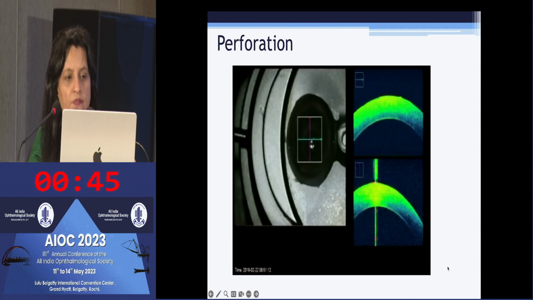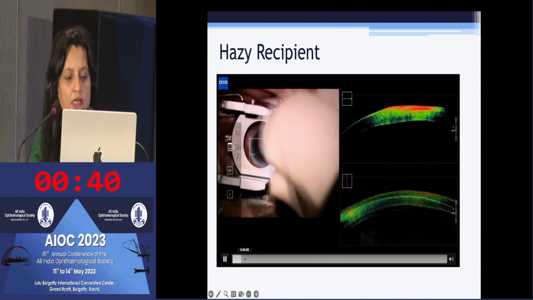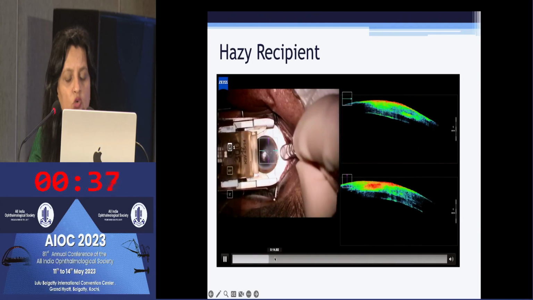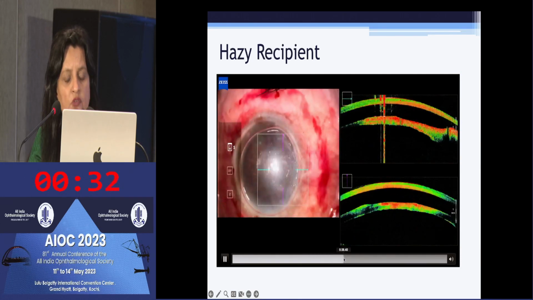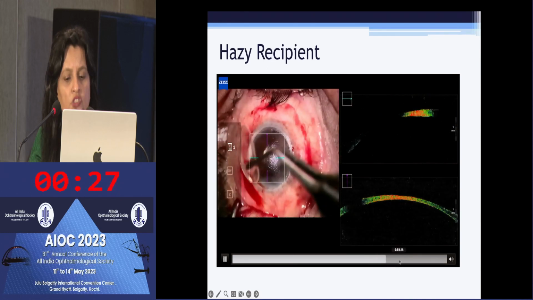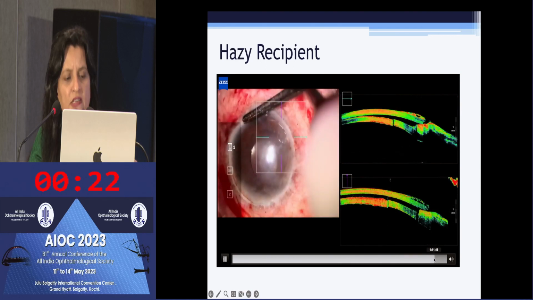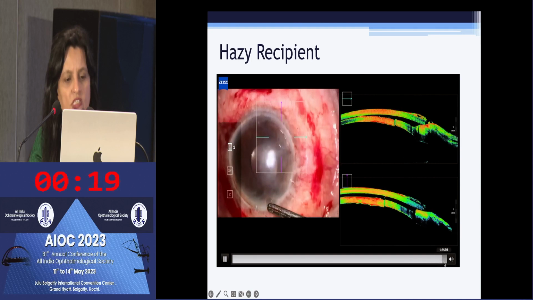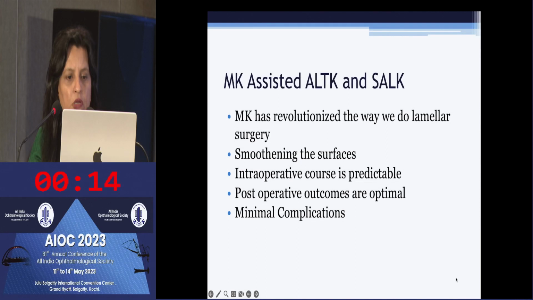Now, at times, what may happen is the recipient is a little bit hazy, and so we do try to do a microkeratome cut here, but we realize that it is still hazy, and you may have to tackle that by doing the dissection manually, and following which the cornea here, in this case, it is a biosynthetic cornea which is being placed, and subsequently the glue is being applied.